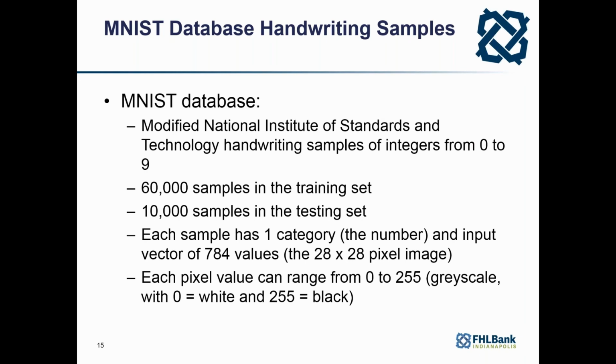There's 70,000 total samples, 60,000 for the training set, 10,000 for the testing set. Each sample has one categorical output. So it's not a numeric output, it's 1 through 9. And another thing to be aware of when you're dealing with machine learning categorical information: never make that numeric.